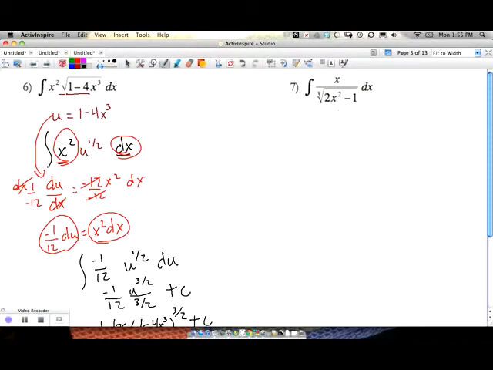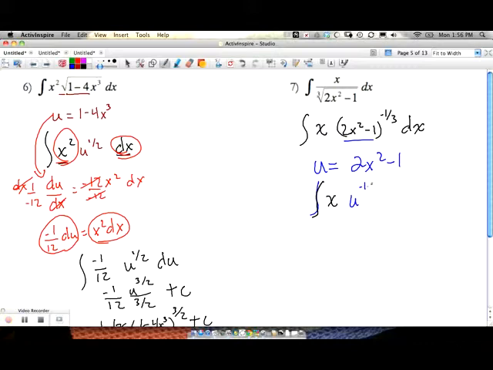All right, so looking at this last piece, I know that there's a lot of stuff going on. Some people like to rewrite this right away. We have x times 2x squared minus 1 to the negative 1/3 power. No matter how you write it, it's still pretty easy to see what the inside layer is. In this case, it's 2x squared minus 1. So u equals 2x squared minus 1. Let's see what we have so far. It's going to be the integral of x times u to the negative 1/3.